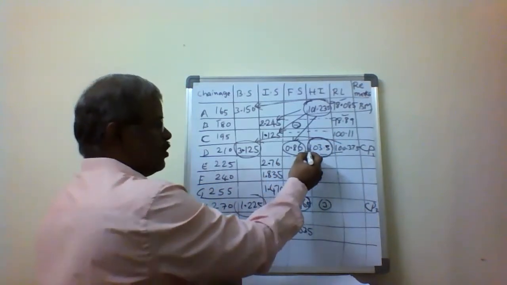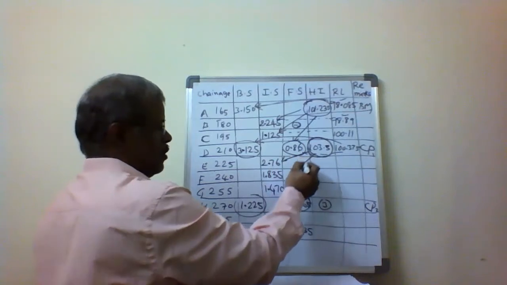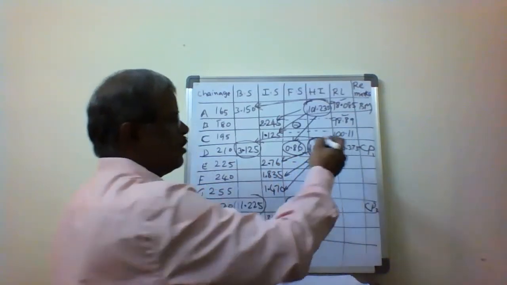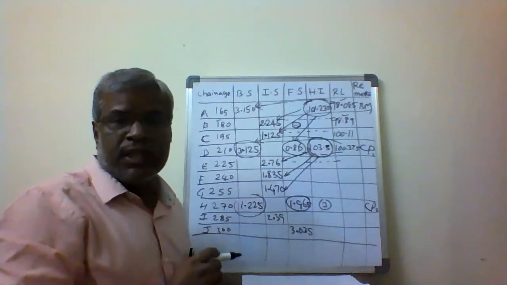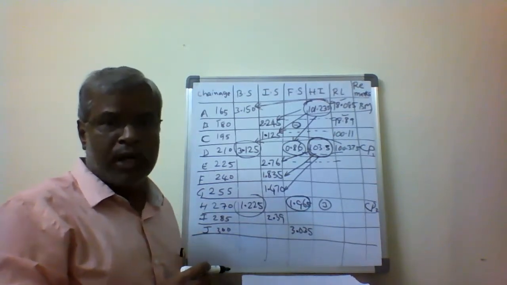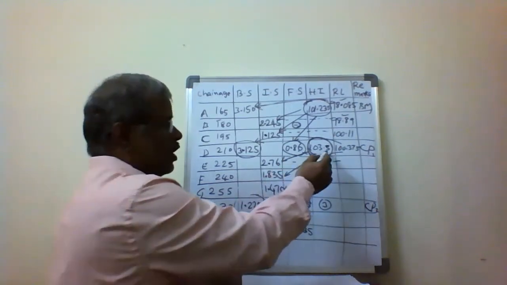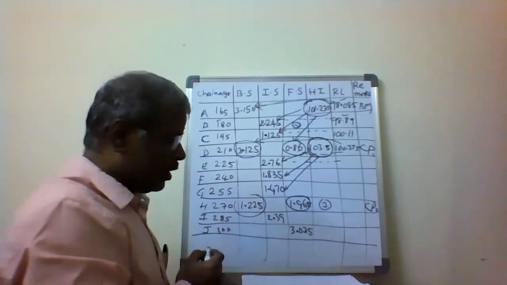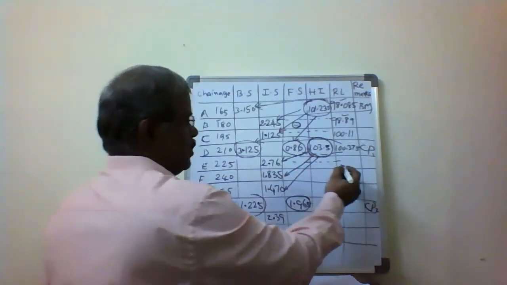Now from this height of the instrument, 103.5, the second height of the instrument, minus 2.76, I am able to get the elevation of the point E. Elevation of the point E is 103.5 minus 2.76. I am able to get the elevation of the point E as 100.74.